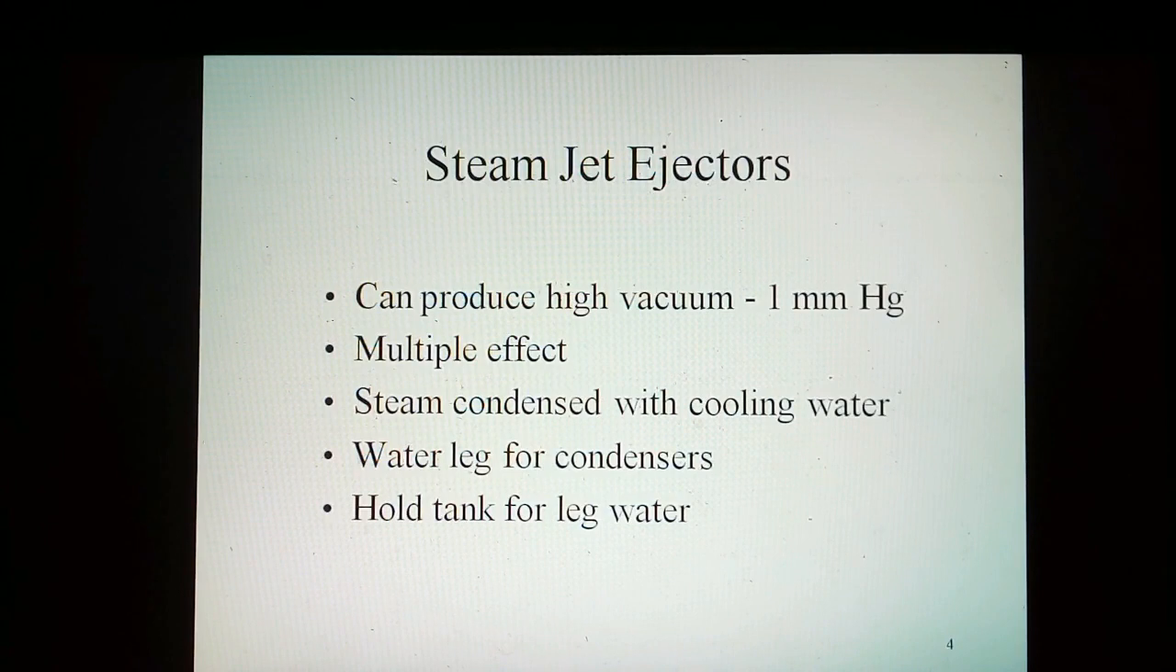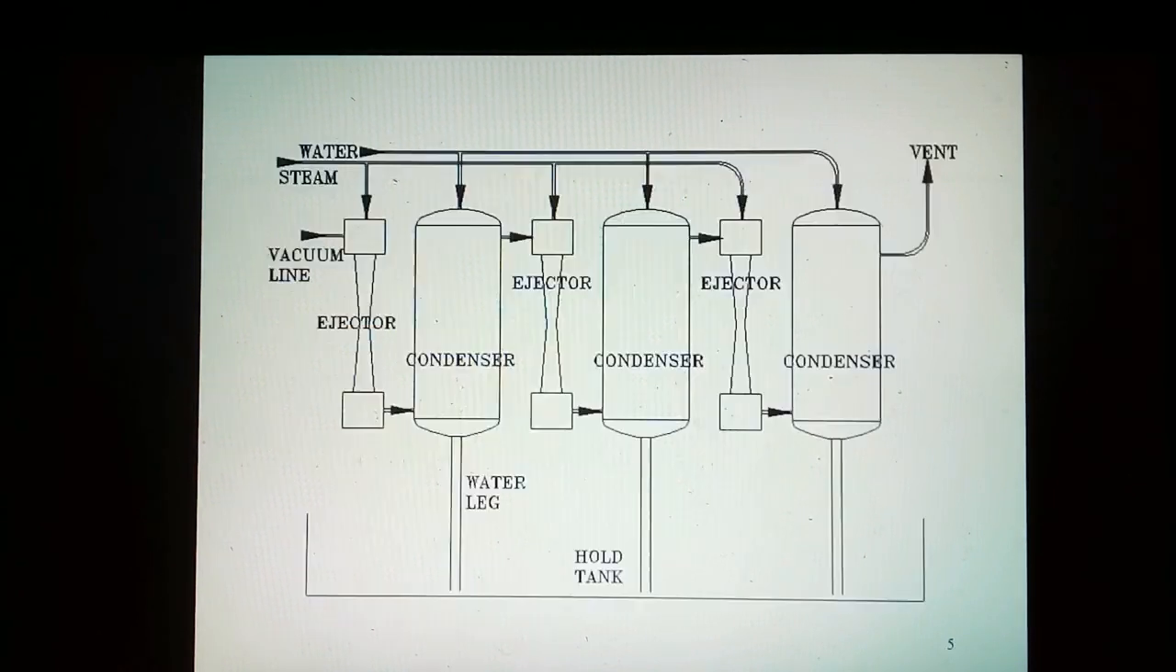Steam jet ejectors can produce high vacuum up to 1 mm of mercury column. These can be multiple effect for higher and higher vacuum. Steam used is condensed with cooling water. Water leg is provided for condensers. A whole tank is provided for leg water.